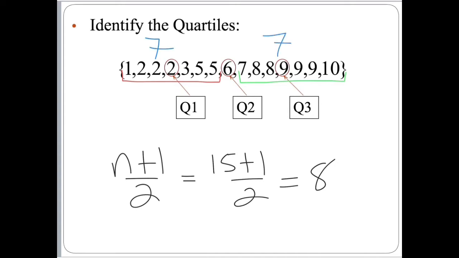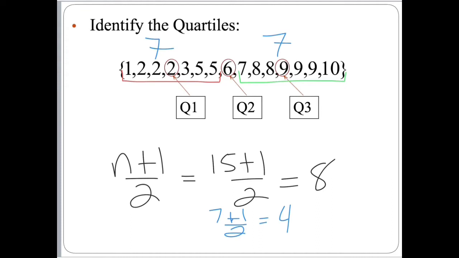If we try to find the median of the lower portion, again, using our formula, instead of 15 plus 1, now we have 7 plus 1 over 2, which is 8 over 2, or 4. And we can look at our terms and verify that 2 is the 4th term from the left, and the 4th term from the right. It's also going to be the 4th term to find our Q3, so again 9 is the 4th term from the left, and it's also the 4th term from the right. So we verified that these terms are in fact in the correct spot.